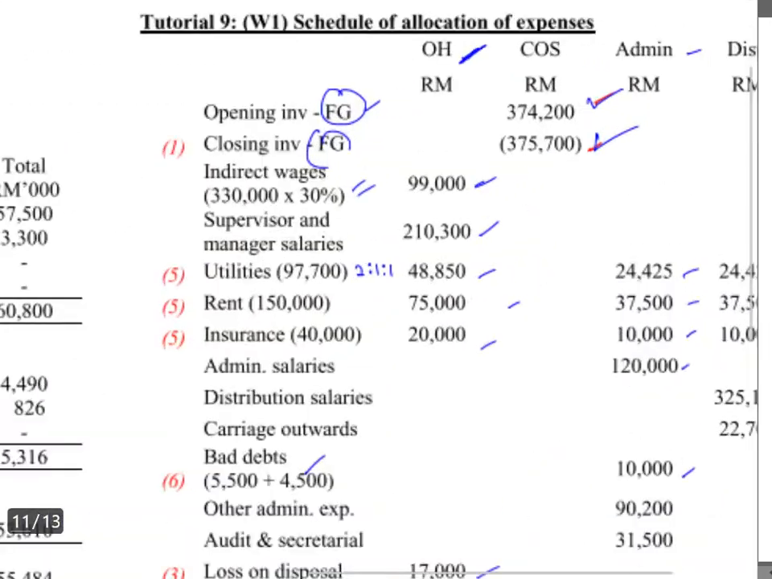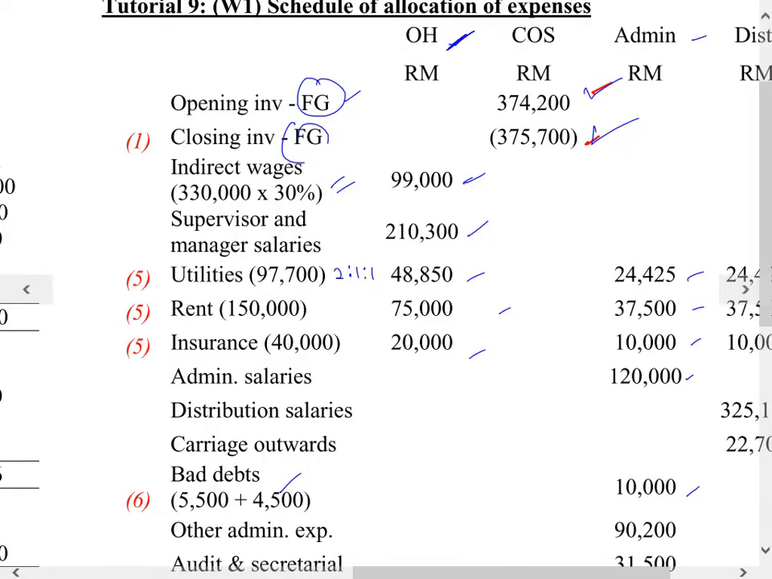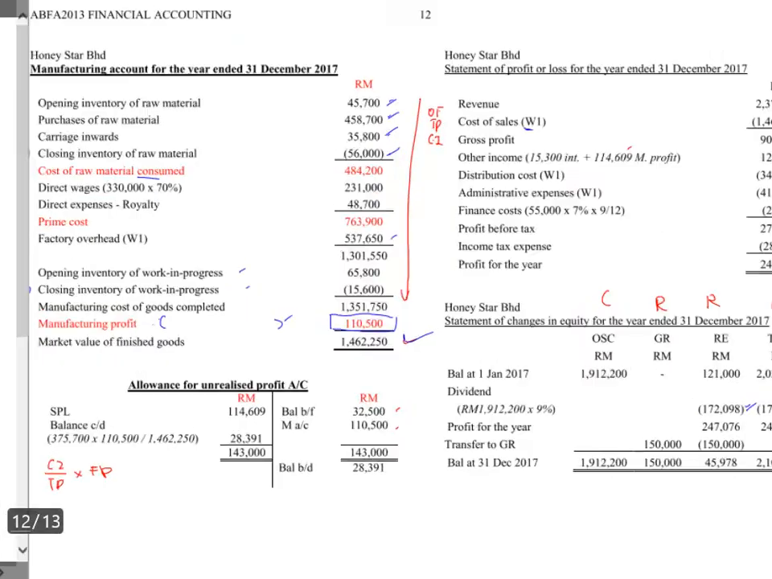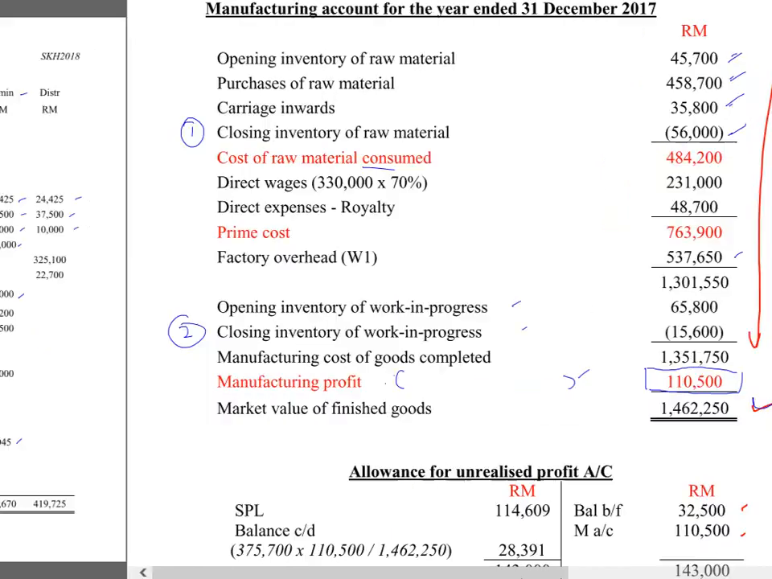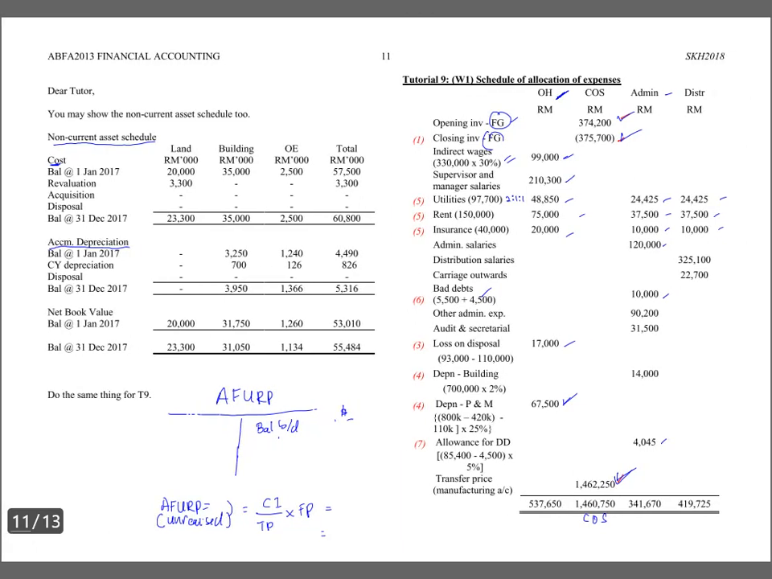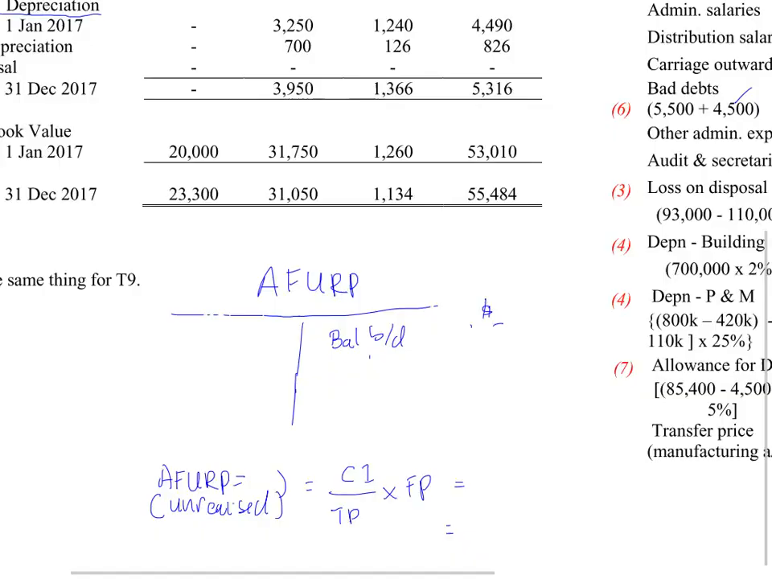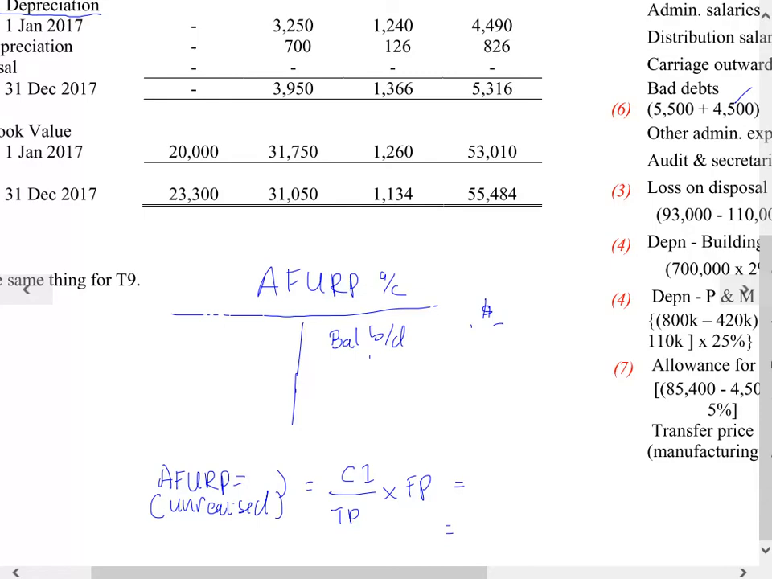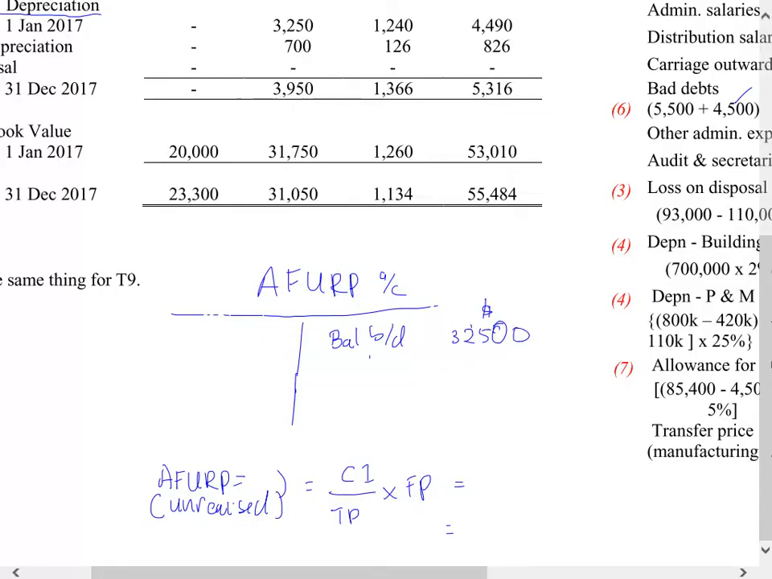My closing inventory is 375,700, note 1. The amount transferred is 1462, note 2. So let's calculate. Start off with allowance for unrealized profit. Opening, how much? Check. Yeah. Opening allowance for unrealized profit 32500.